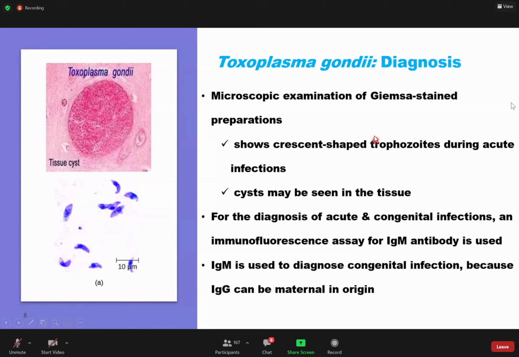For microscopic examination, we can stain different preparations, and what we are looking out for is the crescent-shaped trophozoites or the tachyzoites. These are the actively metabolizing vegetative forms. So these are the trophozoites in a stained tissue smear. Okay? We may also see cysts in the tissues, and this is an example of a cyst. The entire structure is a cyst.